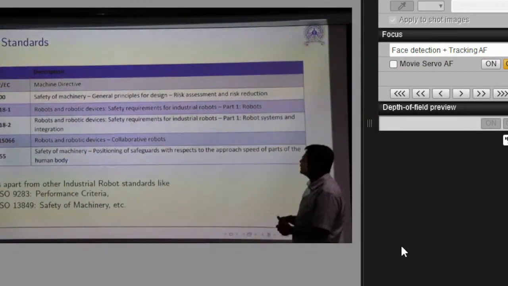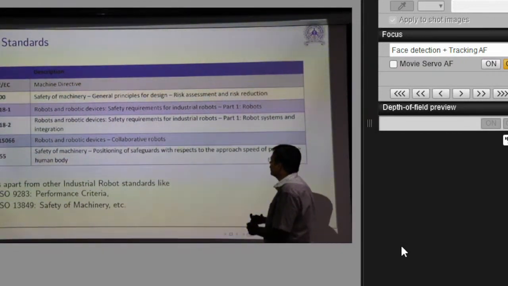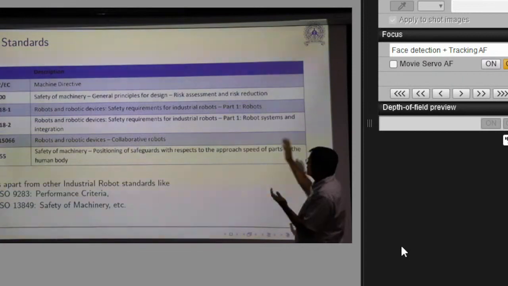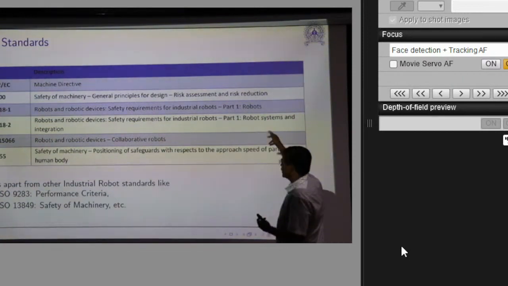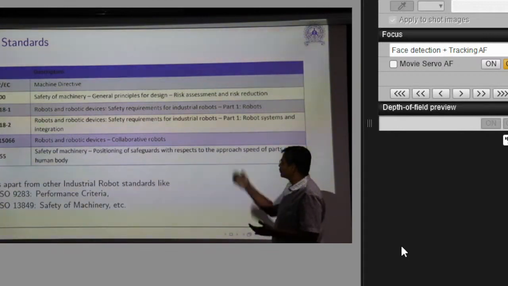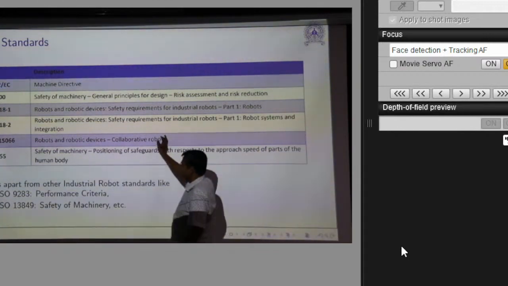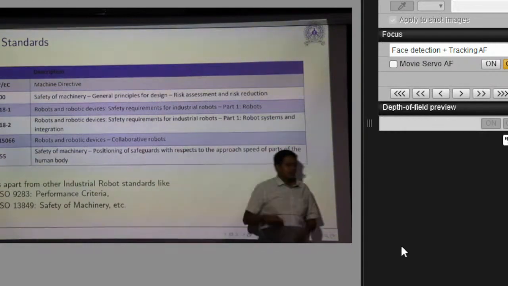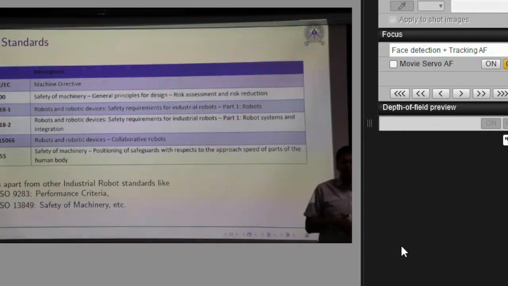Two of them are the machinery directive, safety of machinery, and the special safety requirements for robotic devices, Part 1, and this Part 1 has one more type. Robot devices, collaborative robots have special ISO directives. Okay, so these are some special things which are there.